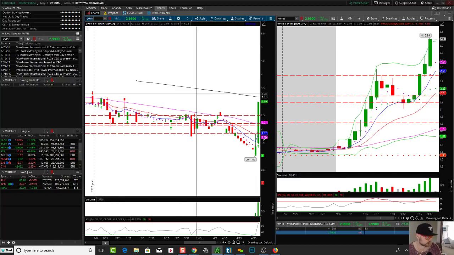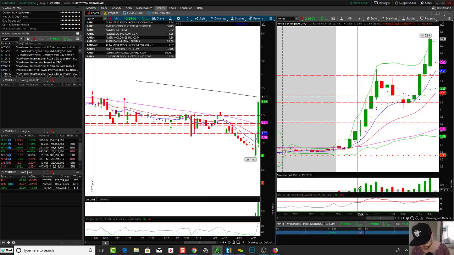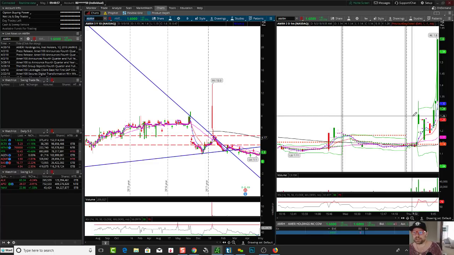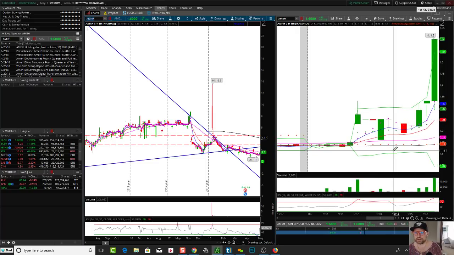AMRH. Let's see here. Is that one halted? Oh, AMRH just halted too. So this is what I was saying earlier, right? This is what happens with Trade Ideas. You look at this normally and be like, oh, this is a crappy looking, nothing's really going on. But it just goes from $1.30 up to $1.60 and then it halts, right? So that's why Trade Ideas picks them up. Every single day there's something that ends up moving.